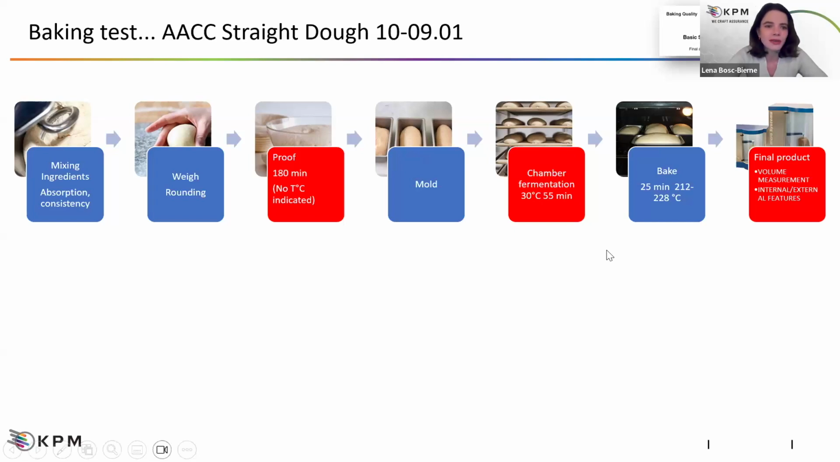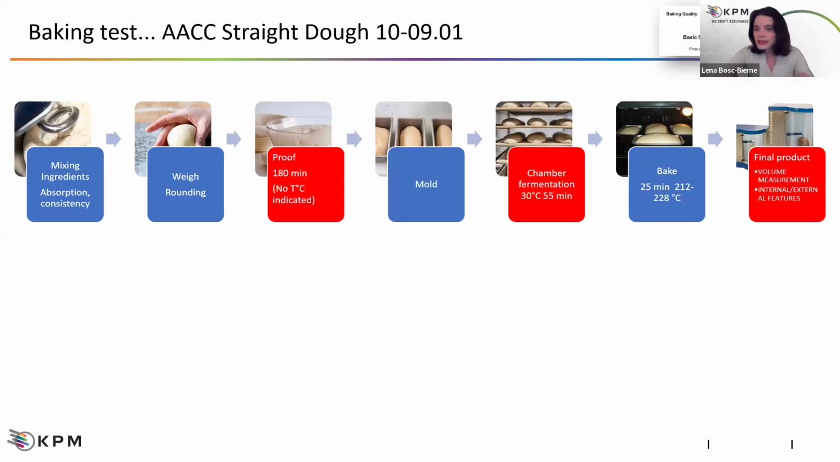As described in the AACC, this is a very standard test. Very simple task. You need to mix ingredients. You need to achieve a specific consistency that will allow you to calculate the water absorption. You need to wait and cut a specific amount of dough and shape them. You need to proof that for 3 hours, but there is no temperature indicated in this standard, interestingly.